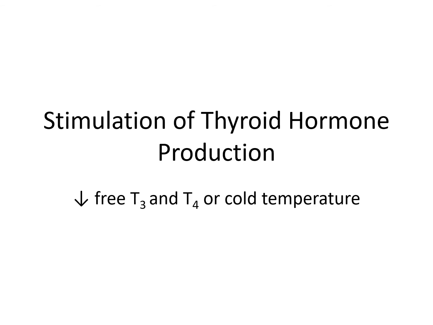Now, what stimulates thyroid hormone production? Well, a decrease in T3 and T4 is one stimulus. When the body needs more thyroid hormone, more hormone will be made. Also, cold temperatures will increase thyroid hormone production. Remember, one of the effects is to maintain metabolism and body temperature, so cold temperatures will stimulate thyroid hormone production.